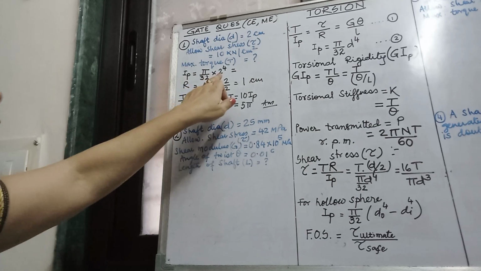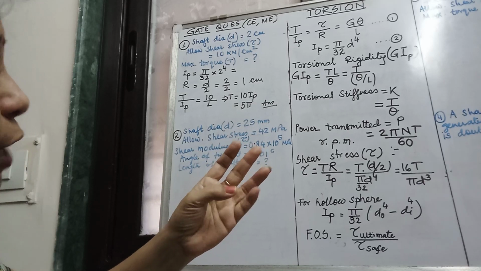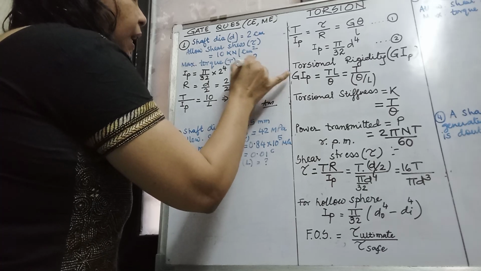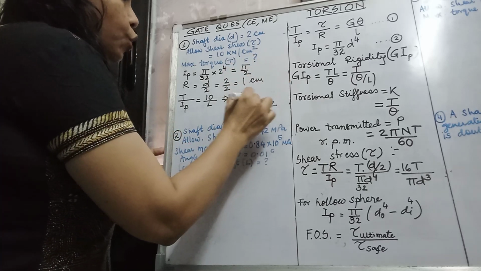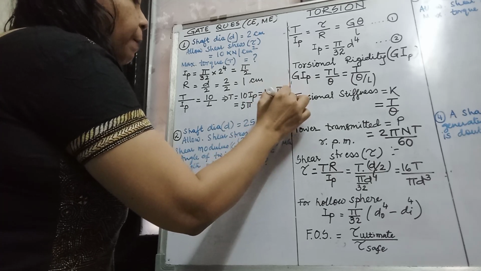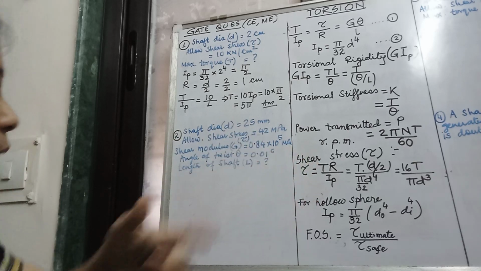Okay. Here you see 2 to the power 4 means what? 2 2s are 4, 4 2s are 8, 8 2s are 16. So this is coming as pi by 2. So 10 IP is 10 into pi by 2, that is 5 pi. Very simple. Next question. Question number 2.